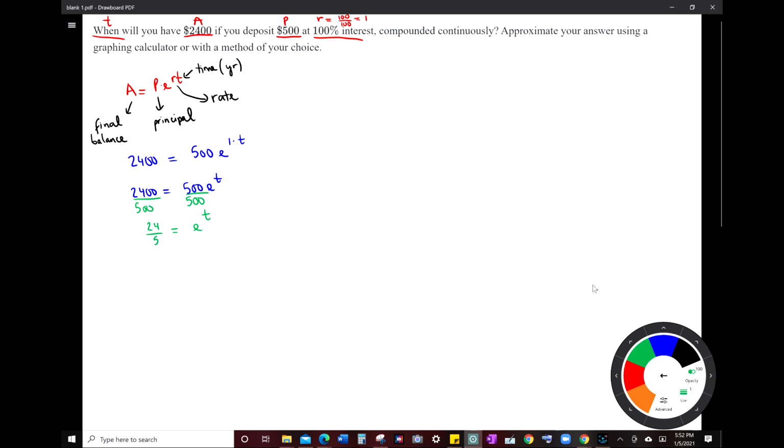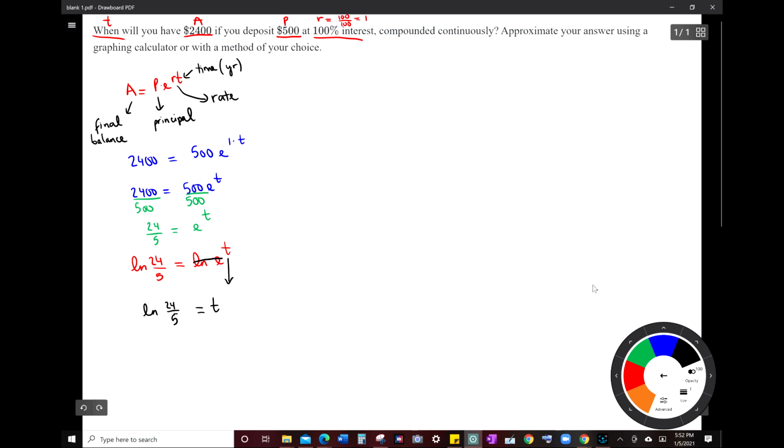Now, how do we solve for t? How do we get rid of e? The only way we can do it is to use ln, which is natural log, because natural log, ln, has base e. So therefore, we will do ln of 24 over 5 equals ln of e raised to the t power. Now it allows you to cross off ln and e, and the t will drop down. So t equals ln of 24 divided by 5.